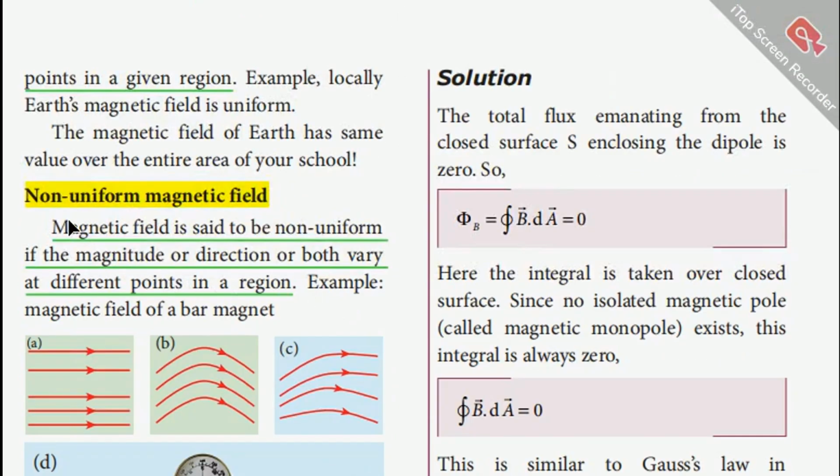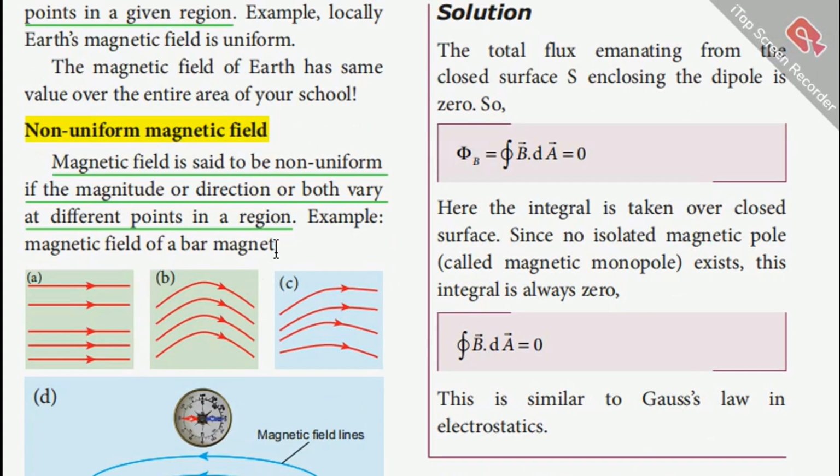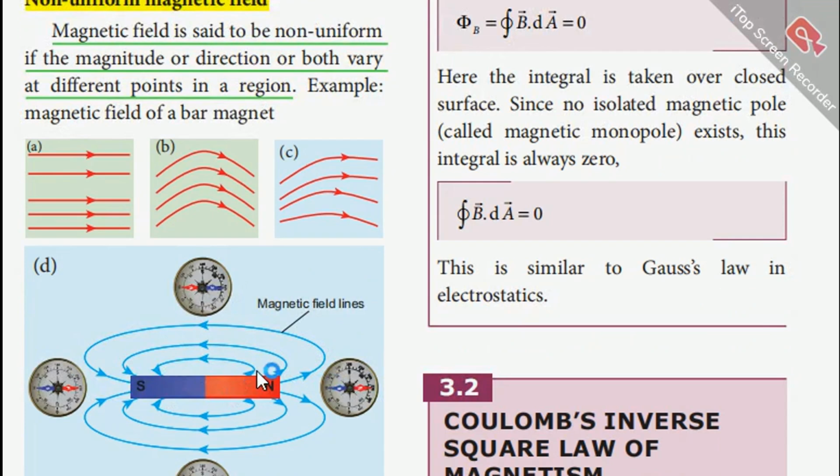Now, what is a non-uniform magnetic field? The magnetic field is said to be non-uniform if the magnitude or direction or both vary at different points in a region, like this. The magnetic field of a given bar magnet would be like this. So here is a bar magnet, and when you draw the magnetic field lines, it will be like this.